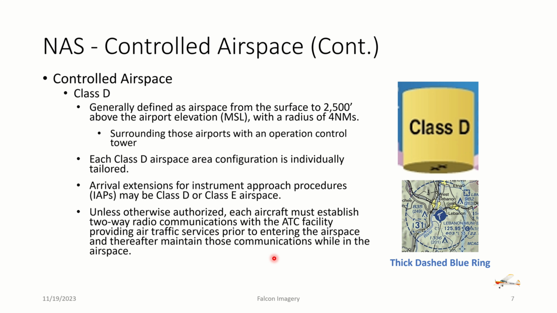Unless otherwise authorized, each aircraft must establish two-way radio communications with the ATC facility, the tower for example, providing air traffic and services prior to entering the airspace and thereafter maintain those communications while in the airspace.